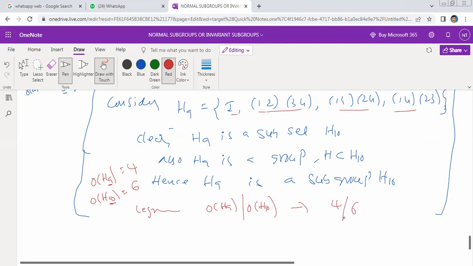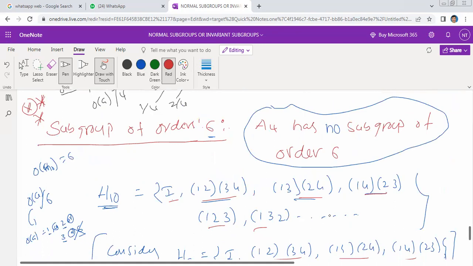Is it possible? But 4 does not divide 6. 4 does not divide 6. So order of H9 does not divide order of H10, so H10 is not a group, sir. H10 is not a group. Because of identity element is there, (1 2 3) inverse is (1 3 2). These also form a group. Because (1 2 3) inverse is (1 3 2), it is having inverses.